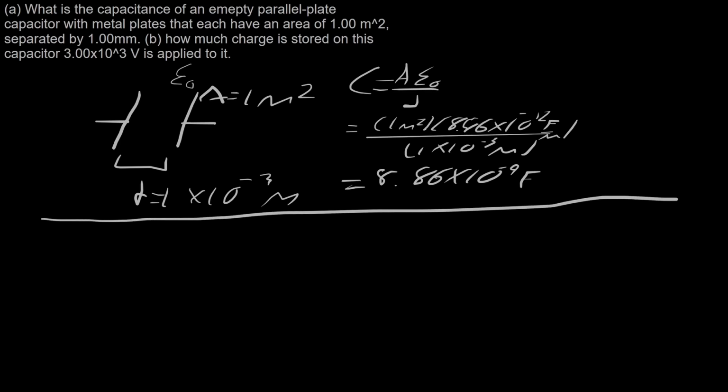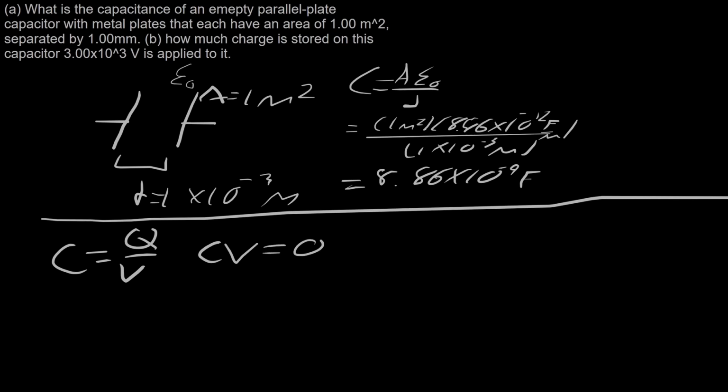Now it asks us for the next part: how much charge is stored in the capacitor if 3 times 10 to the 3rd volts is applied to it? If you remember, capacitance is equal to the charge divided by the voltage. All we have to do is rearrange these, so capacitance times voltage is equal to our Q value. If we plug that in, we should get the value we're looking for, and this will tell us how much charge the capacitor has.